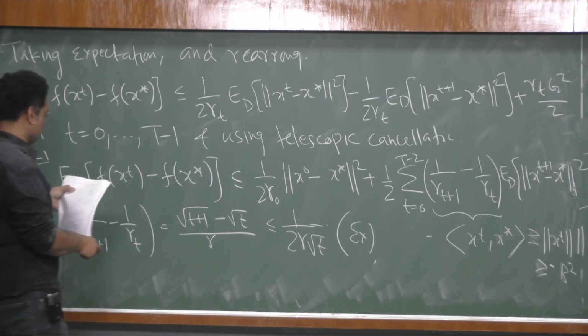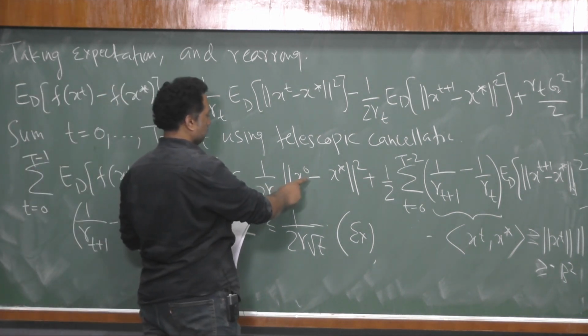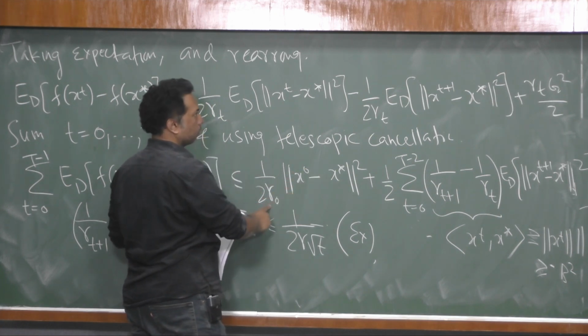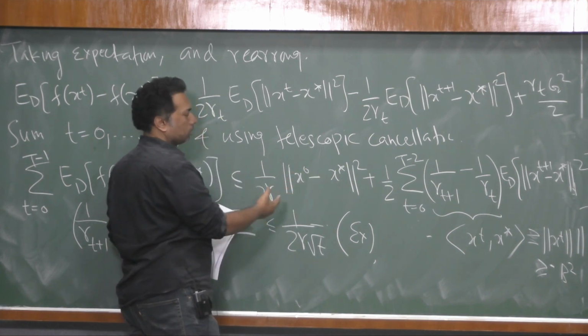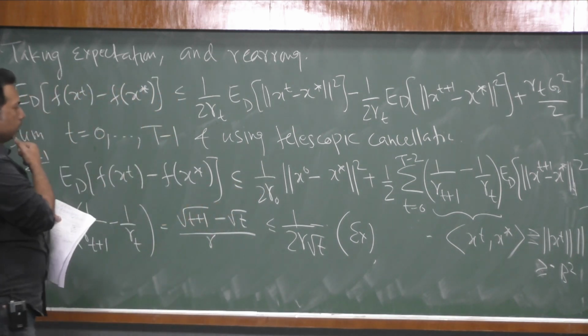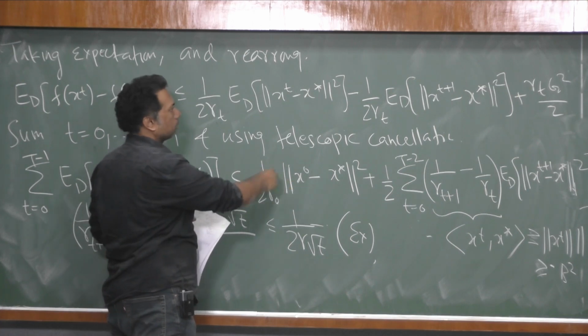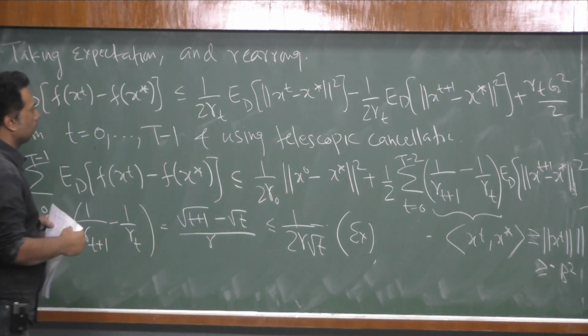So here it's settled, right? This is less than or equal to 4b squared. This is also from xt minus x star. So this is less than or equal to 4b squared by 2 gamma naught. Gamma naught was gamma by square root of t plus 1, so t in this case is 0. So that's settled. This term is indeed 4b squared by 2 gamma.